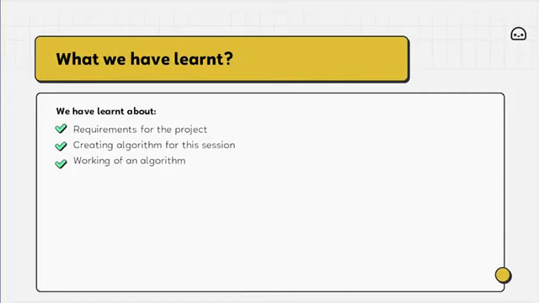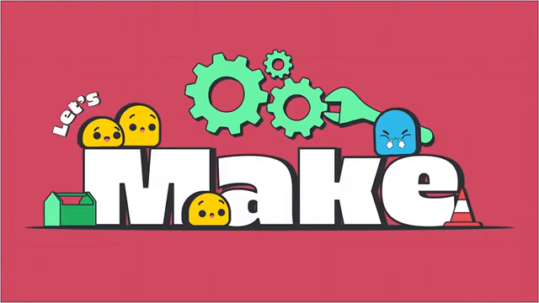Now let's see what we have learnt till now. We have learnt about requirements for the project, creating algorithm for this session, and the working of an algorithm. Time for action. Combine your knowledge and skills to bring about the best possible outcome. Now that we have learnt about the requirements for this session and we have also created algorithm for the project, let's start our mission. We have two parts, hardware and software. For hardware assembly, we will choose a port and connect tact switch to it.